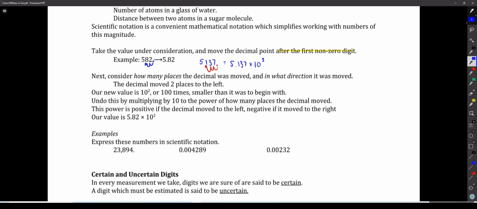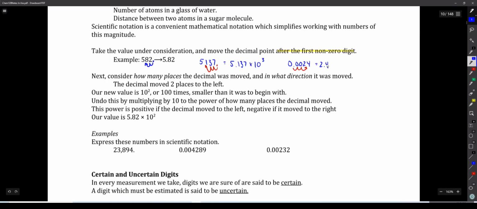What about this number here? 0.0024. Here we need to move the decimal to the right. It has to be after the first number that's not 0. So 1, 2, 3. But moving the decimal to the right makes the number 10 times bigger, greater. Good. So clearly these aren't the same.